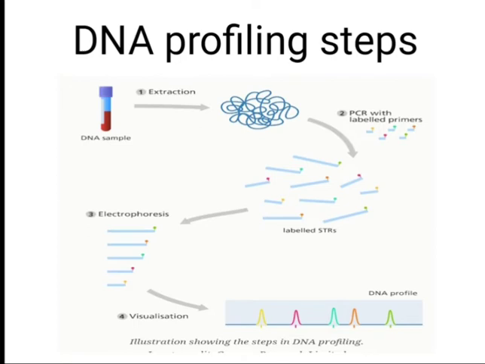Here are some steps which are included in DNA profiling. So initially we have to collect the DNA sample. The DNA sample can be blood, semen, hair and so on, which is obtained at the crime place. So initially we have to extract this DNA from the sample.